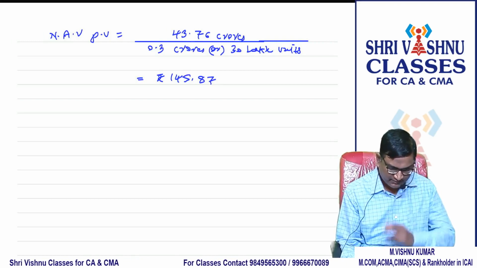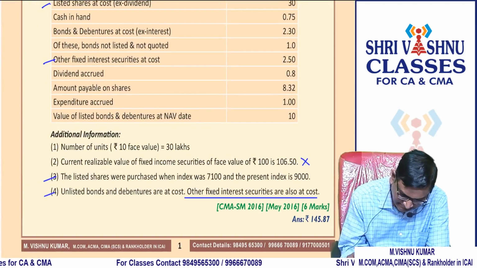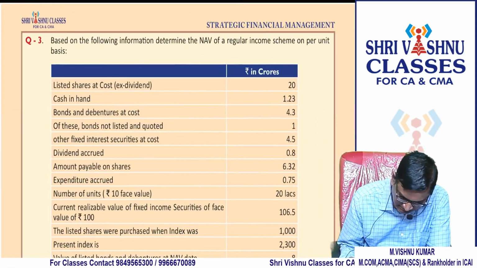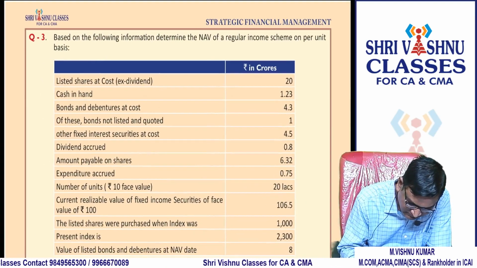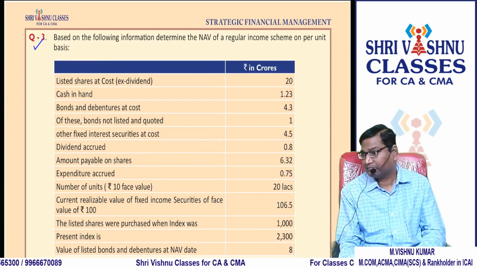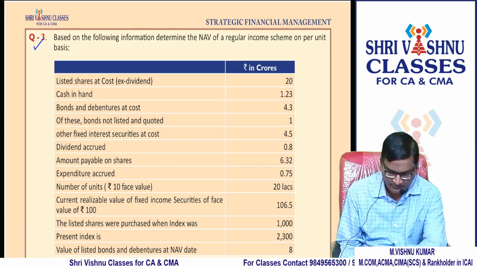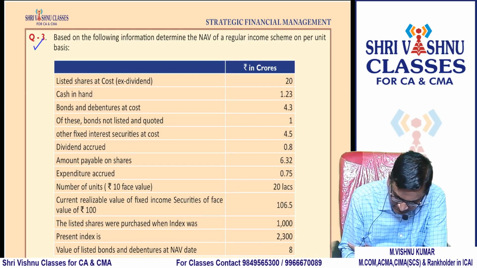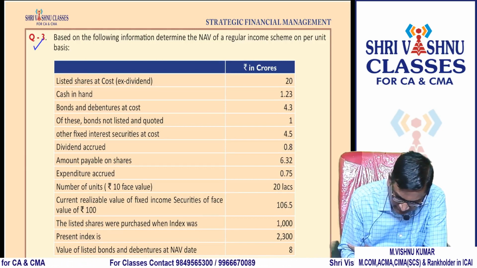So we'll start the next question now. Okay. Question number 3. Based on the following information, determine NAV of regular income scheme on per unit basis.